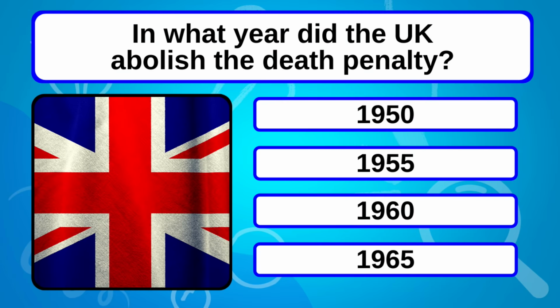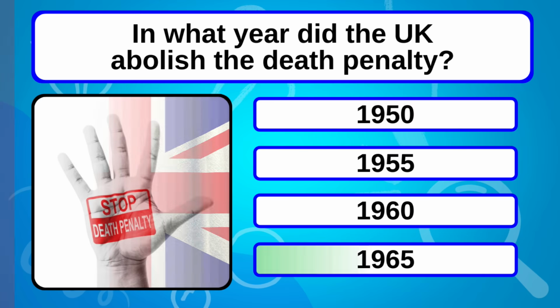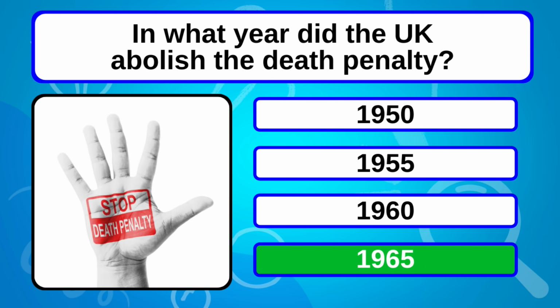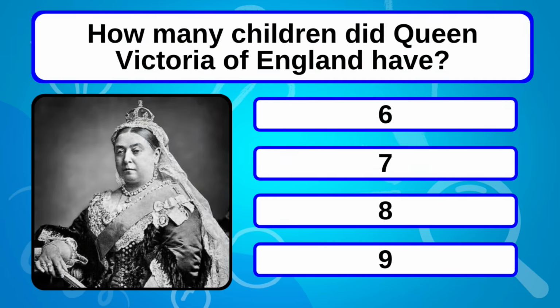Question 11. In what year did the UK abolish the death penalty? 1950, 1955, 1960, or 1965? 1965. Question 12. How many children did Queen Victoria of England have?